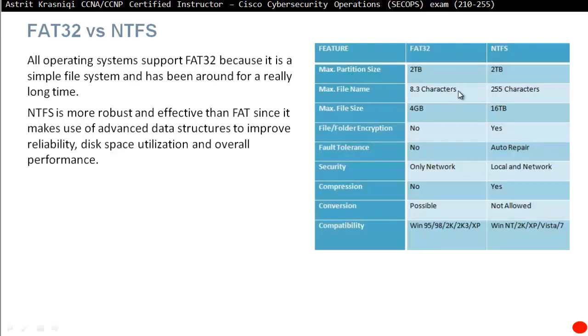The partition size is the same, 2 terabytes for both. The file name in FAT32 is 8.3, which is 8 characters for the name and 3 for the extension, and 255 characters in NTFS. The file size is the difference: 4 GB is the maximum file size for FAT32, while in NTFS you can have 16 terabytes. File or folder encryption is not supported on FAT32, but it is supported in NTFS. Fault tolerance is not supported in FAT32, while we have auto repair in NTFS.